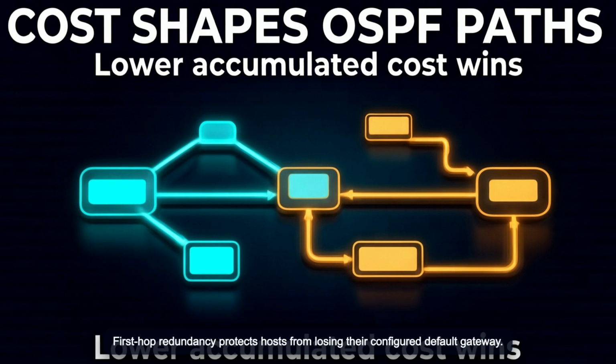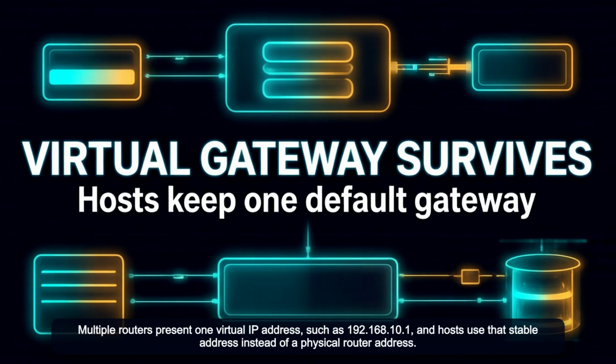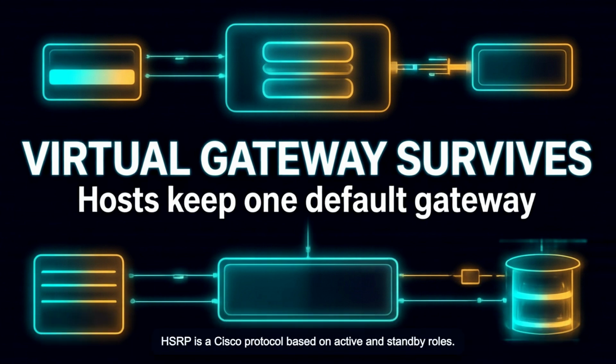First hop redundancy protects hosts from losing their configured default gateway. Multiple routers present one virtual IP address, such as 192.168.10.1, and hosts use that stable address instead of a physical router address. HSRP is a Cisco protocol based on active and standby roles. VRRP is standardized and uses master and backup terminology. GLBP is a Cisco technology that can add load balancing to gateway redundancy.